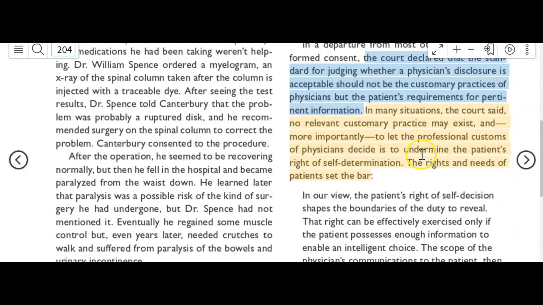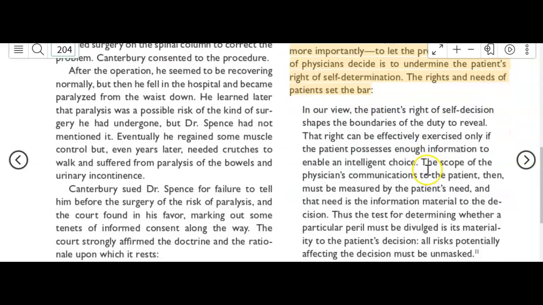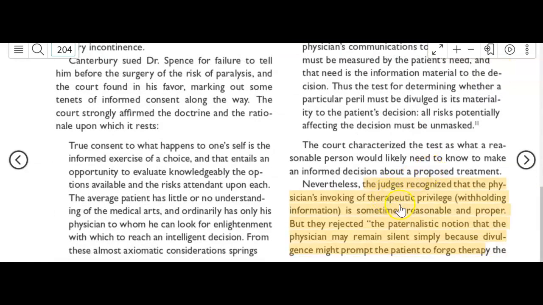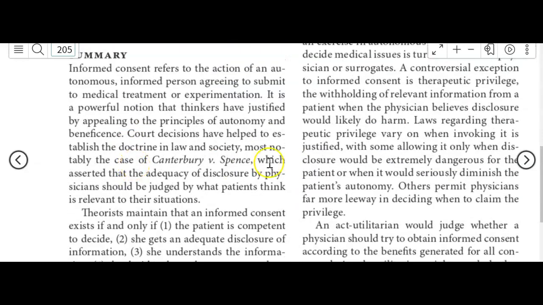So the doctor tried to bring up therapeutic privilege: I didn't want to worry him. There was just such a low risk of being paralyzed. But no, the judge said, that's a paternalistic notion. All right, so keep terms. There's the summary. All right, I'll stop right there.